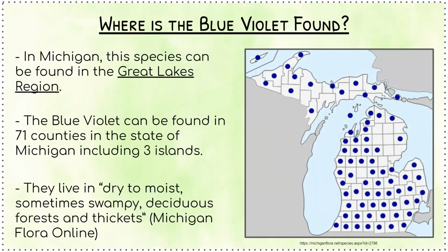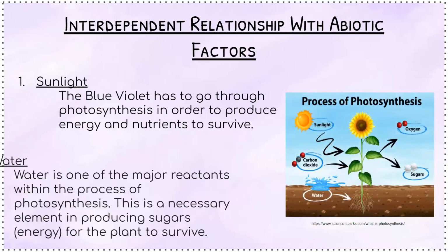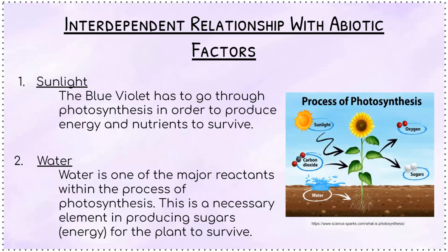Within their ecosystem, the blue violet has many different interactions and relationships with both abiotic and biotic factors. Abiotic factors are the ones that are not living. These are things like water, sunlight, air, and many other things. The blue violet has an interdependent relationship with both sunlight and water. These two factors are the major reactants in the process of photosynthesis.